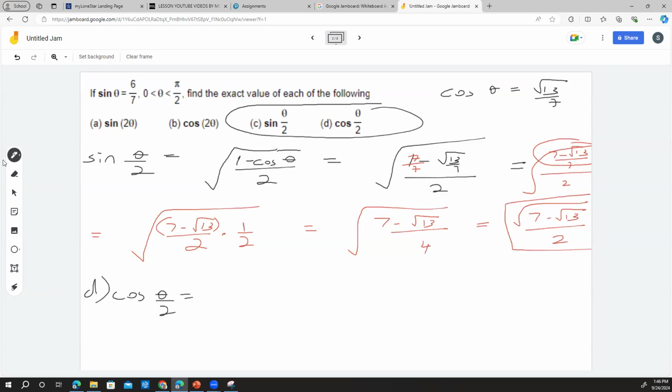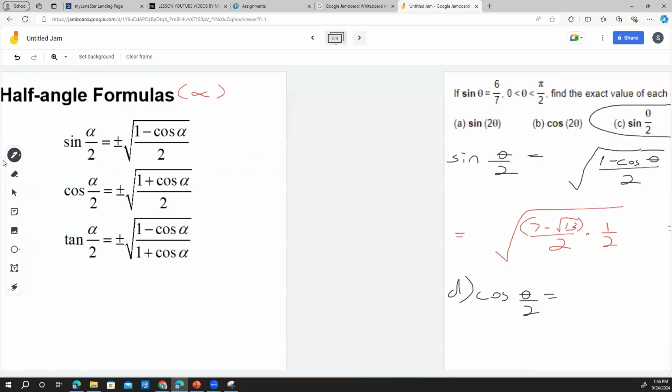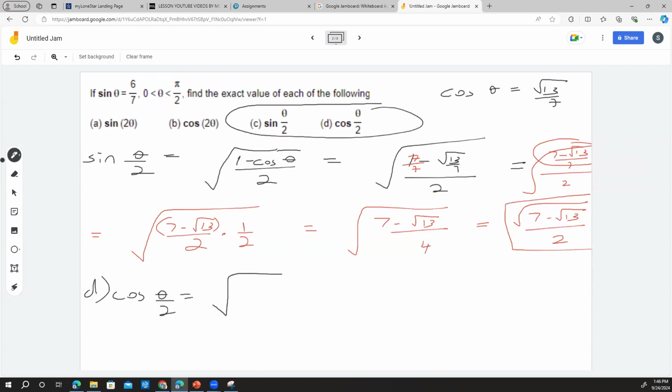And finally, part D, cosine of theta over 2. So from the previous page, this is the formula I need again because theta is in the first quadrant. So when we divide the angle by 2, the angle we get is still going to be in the first quadrant, so its cosine value will still be positive. So all I have to do is copy the square root of 1 plus cosine of theta over 2 portion. Radical 1 plus, and now cosine of theta is root 13 over 7, divided by 2.